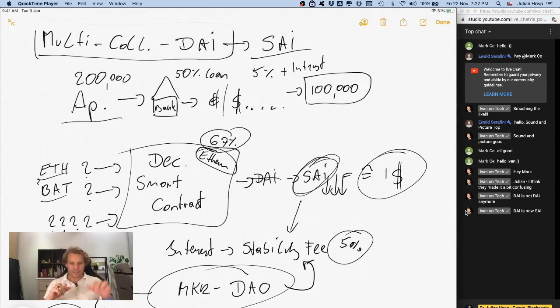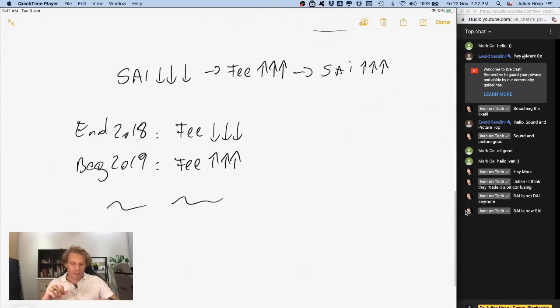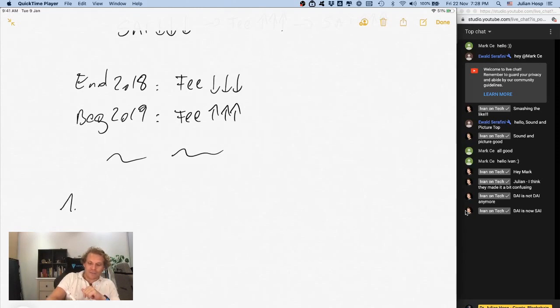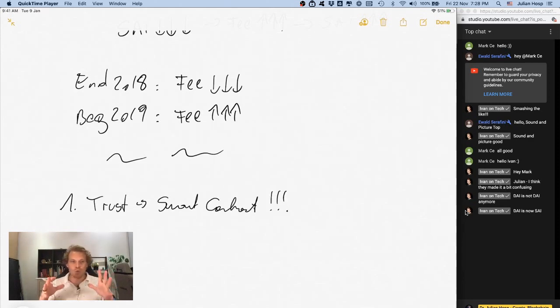I think there's a couple of hurdles in this. And let me point out some of the hurdles. The main one is you have to trust the smart contract. That's actually the main trust you have, right? And there's a lot of people who are very skeptical about smart contracts being 100% secure. And every month they find some bugs.